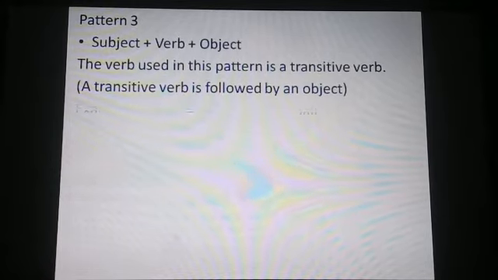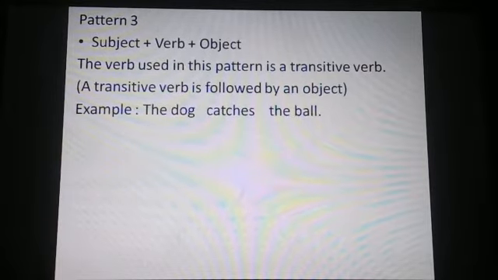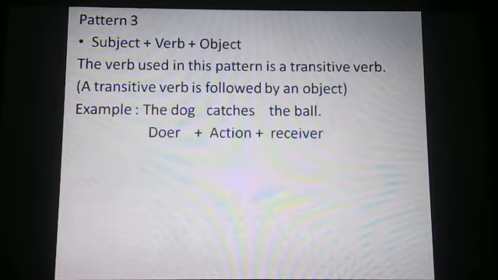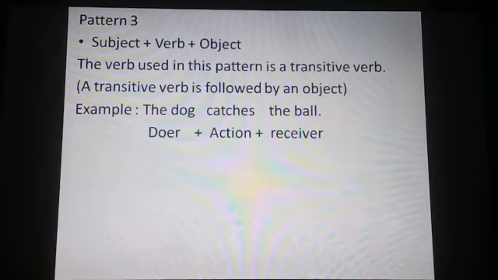Now let us see an example so that you are able to understand it more clearly. The dog catches the ball. Now here you can see, boys and girls, the dog catches the ball. The dog is the doer of the action. The action being performed here is catches, and the ball is the receiver. That is our subject, verb, and object.